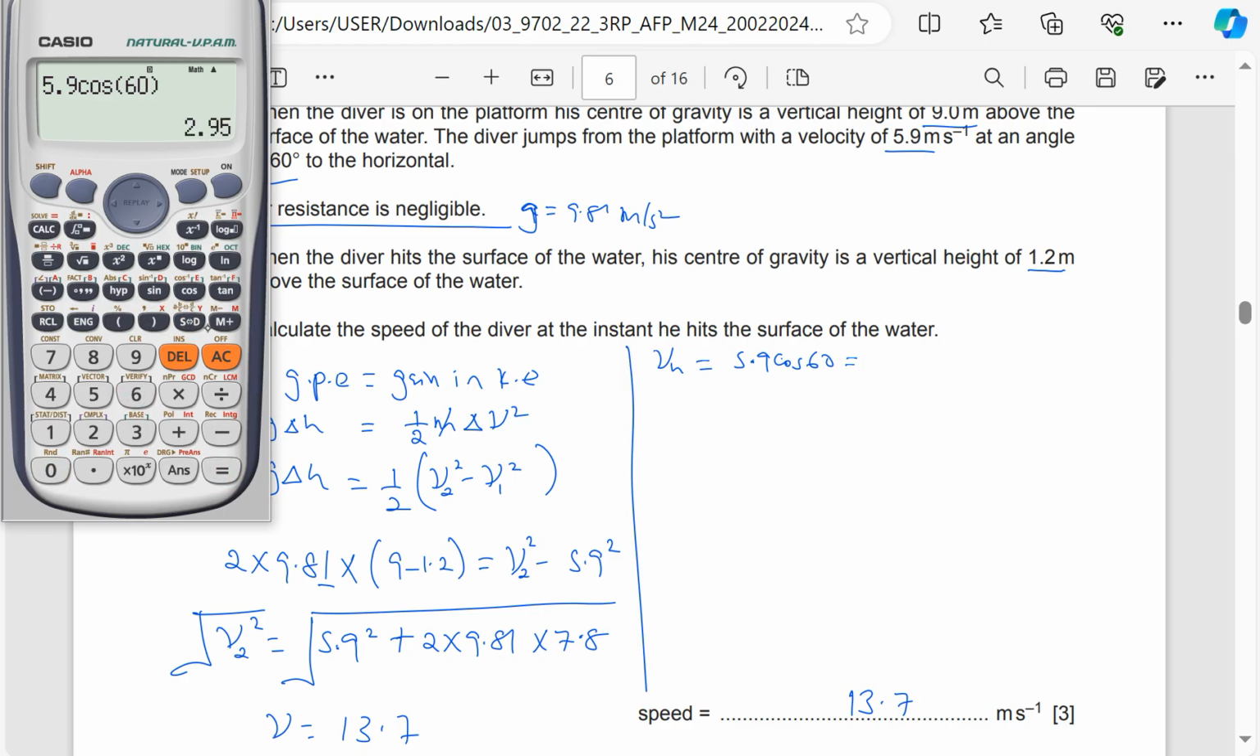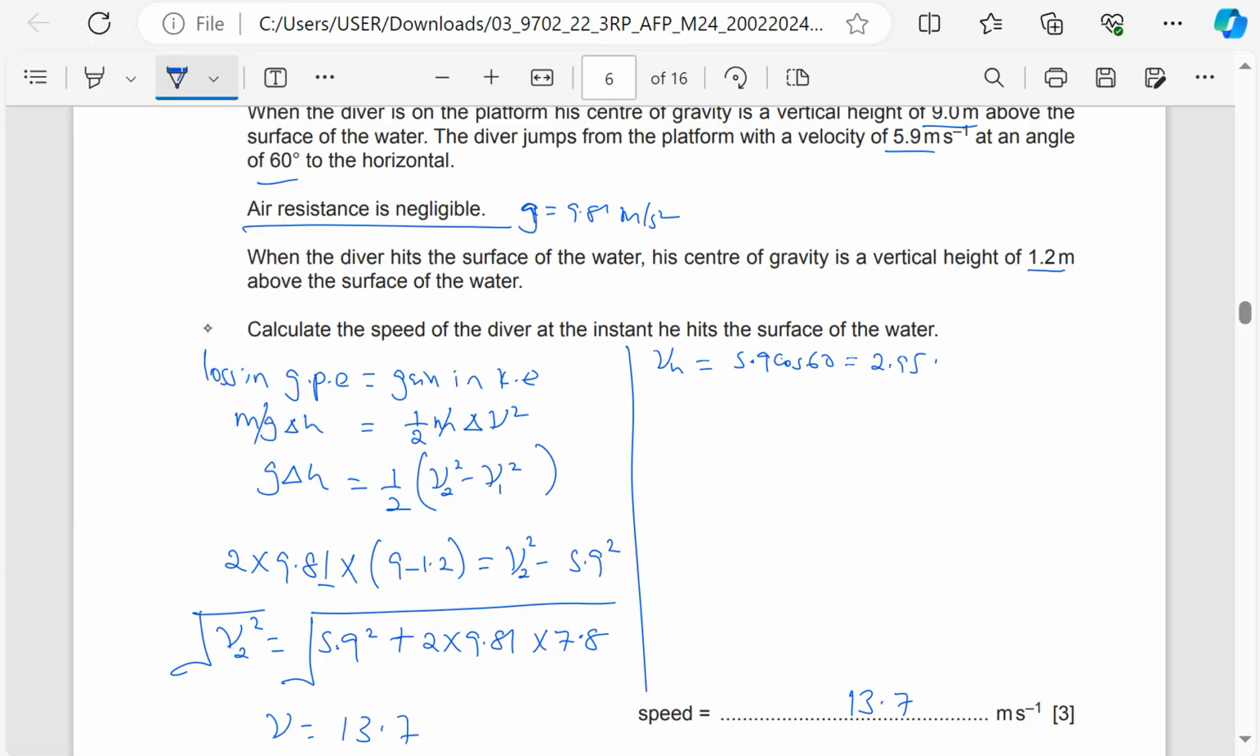So in the horizontal, the velocity is 2.95 meters per second. The velocity in the horizontal remains constant because there is no resultant force in the horizontal. The only force acting is the force due to gravity, which acts in the vertical.